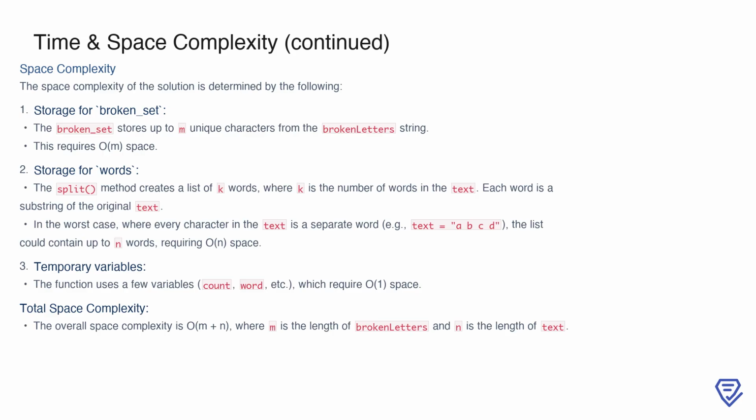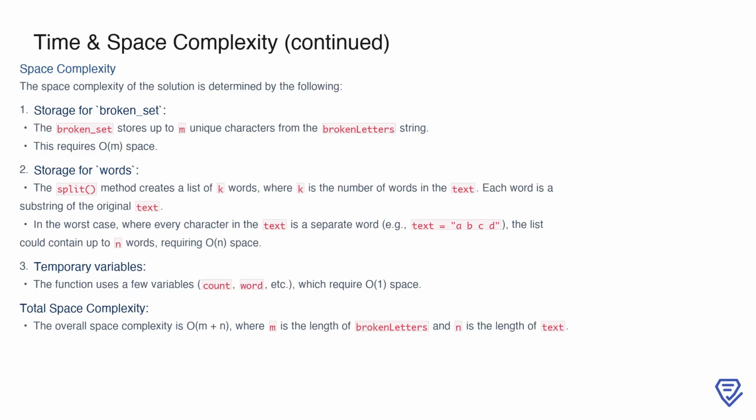Now, let's explore the space complexity of the solution. First, the broken_set is created to store up to m unique characters from the broken letters string, requiring O(m) space. Then, the split method generates a list of k words, where k represents the number of words in the text. In the worst case, where every character in the text is separated by spaces, the list could contain up to n words, requiring O(n) space.